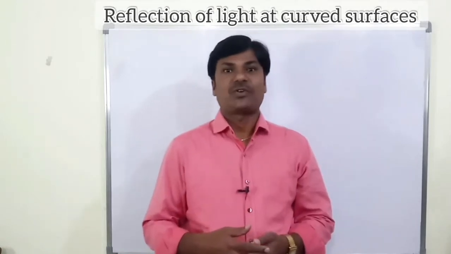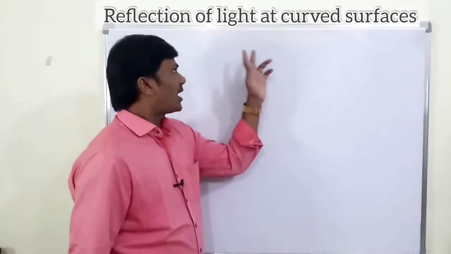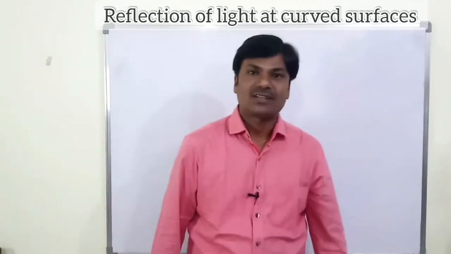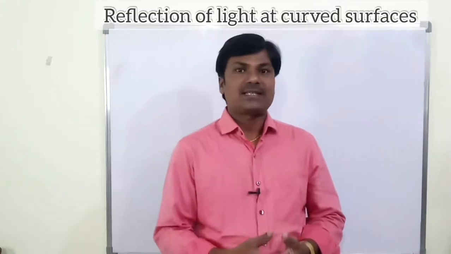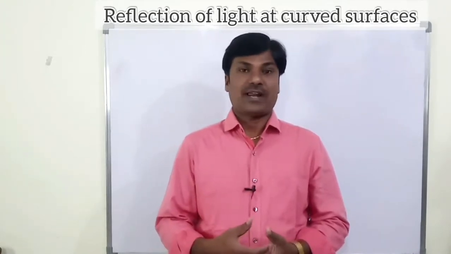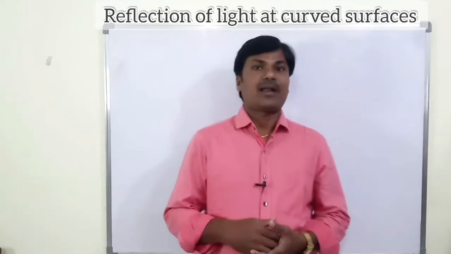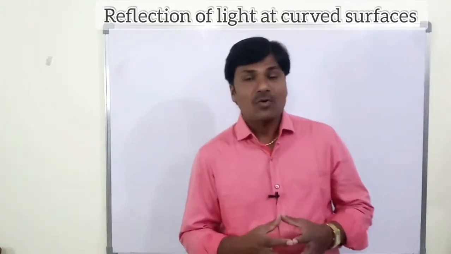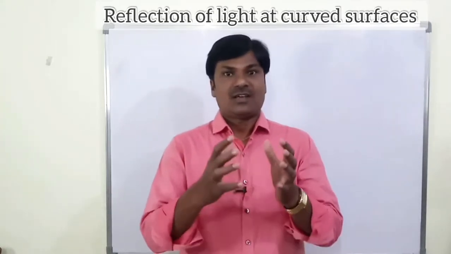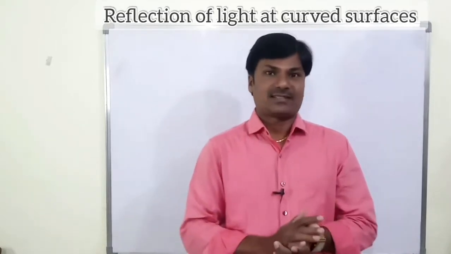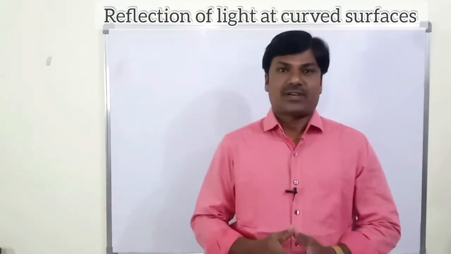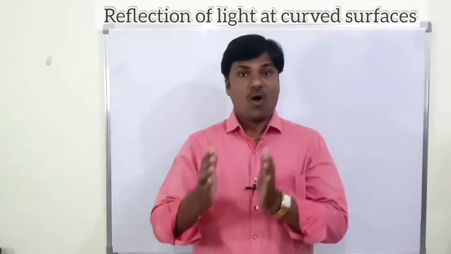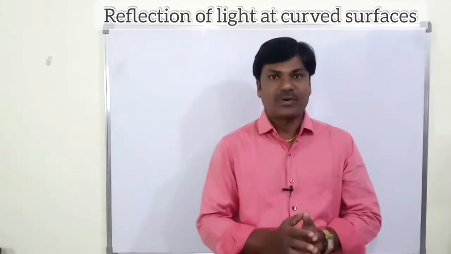This is our continuation video on the topic reflection of light at curved surfaces. In our previous videos we have covered so many things about the basics of light and how light reflects, how it propagates in the rectilinear manner, and also we discussed different types of mirrors, mainly spherical mirrors. So how the spherical mirrors are made from curved surfaces. We have already discussed spherical mirrors like convex mirror and concave mirror.